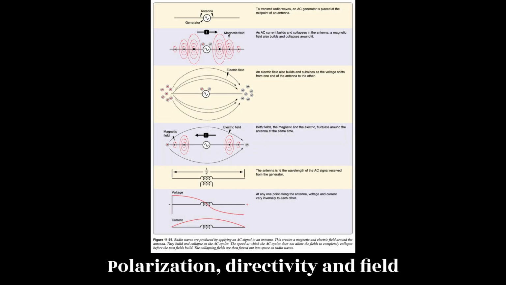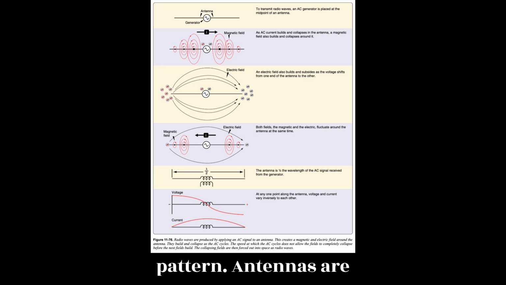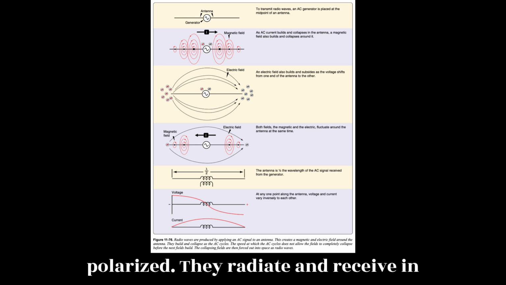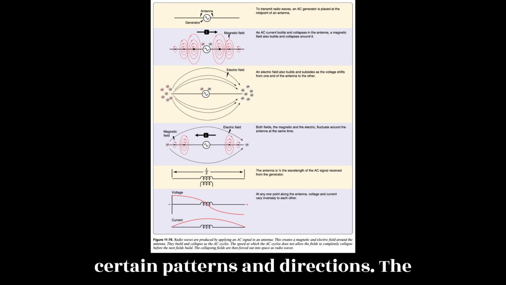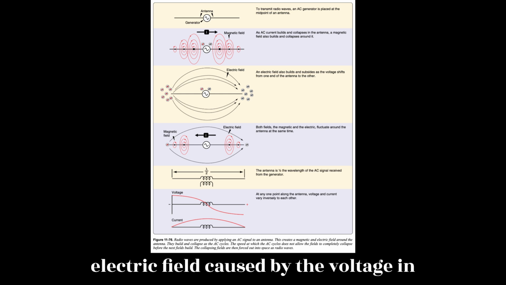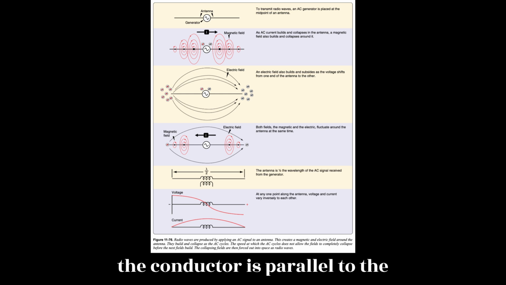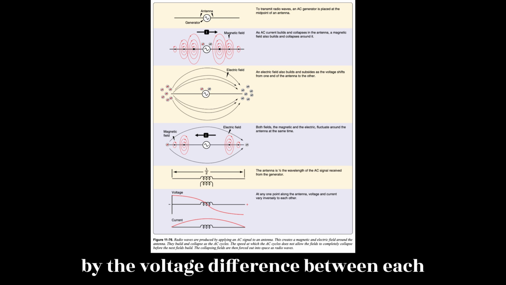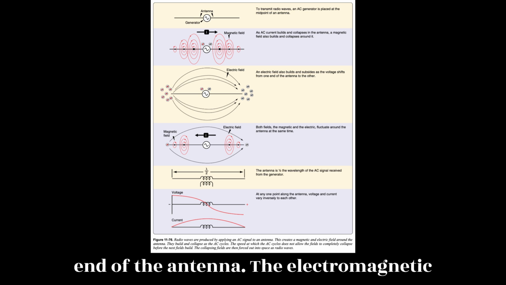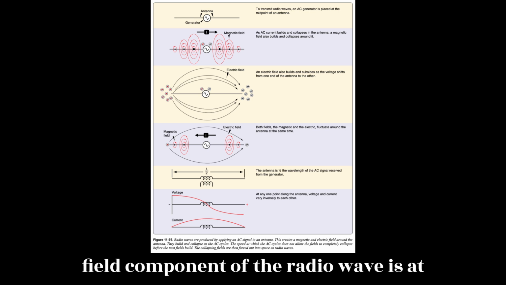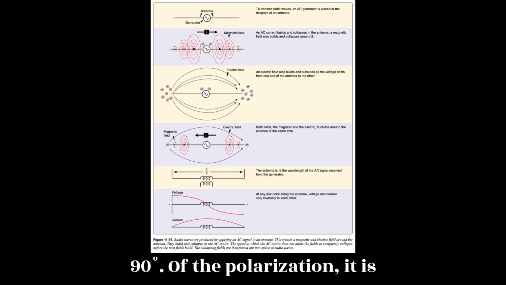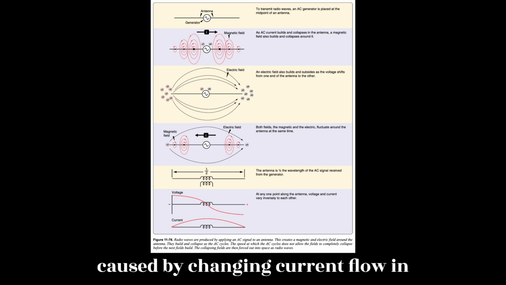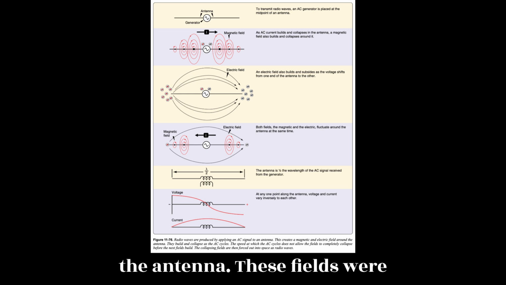Polarization, directivity, and field pattern. Antennas are polarized. They radiate and receive in certain patterns and directions. The electric field caused by the voltage in the conductor is parallel to the polarization of an antenna. It is caused by the voltage difference between each end of the antenna. The electromagnetic field component of the radio wave is at 90 degrees to the polarization. It is caused by changing current flow in the antenna. These fields were illustrated in Figures 11-76 and 11-77.